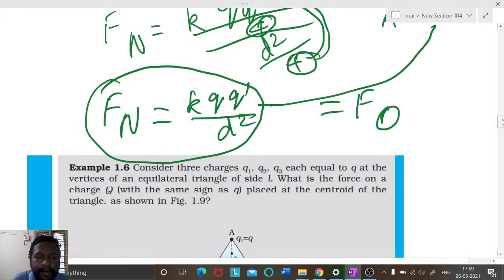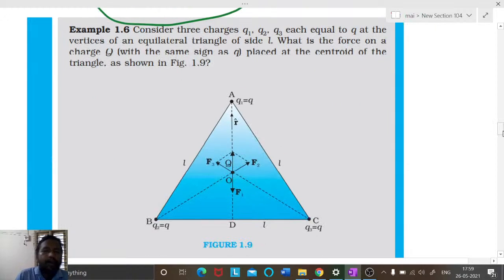Problem number 1.6. See what's going to happen in problem 1.6. There are three charges, Q1, Q2, Q3. What is the resultant force acting based on these three charges? The answer is going to be zero. It's a very simple answer. Now we are going to see how this answer is going to be zero.